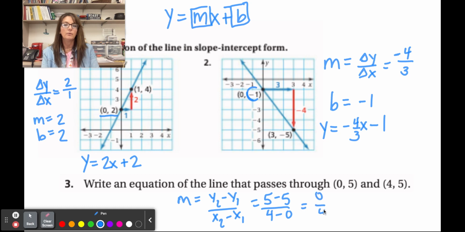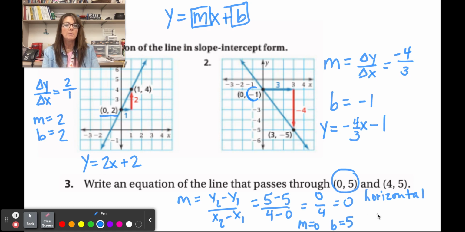So we get 0 over 4, or 0 for the slope, which means it's going to be a horizontal line, right? I can write that. Horizontal has a 0 slope. So I know that 0 times x is just going to make that whole middle term disappear. So my slope was 0, right? And my y-intercept is going to be given by this point when x is 0. This number right here, the y-coordinate, is the y-intercept. So b is a positive 5.